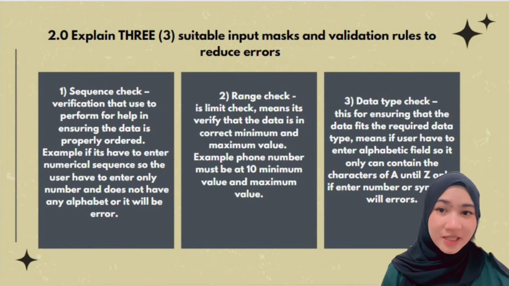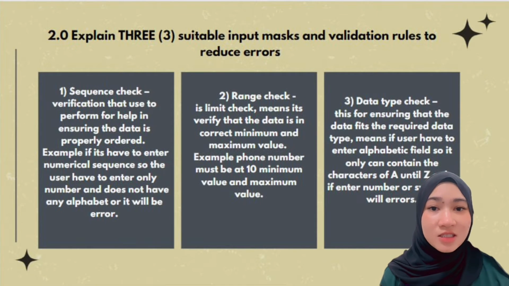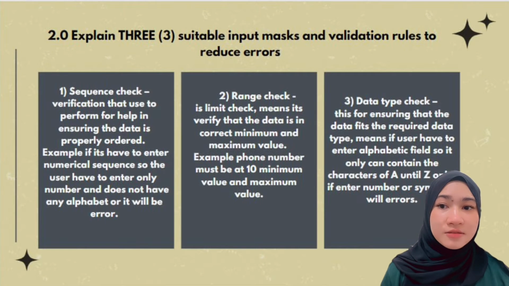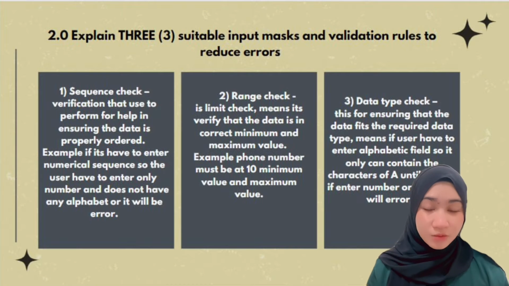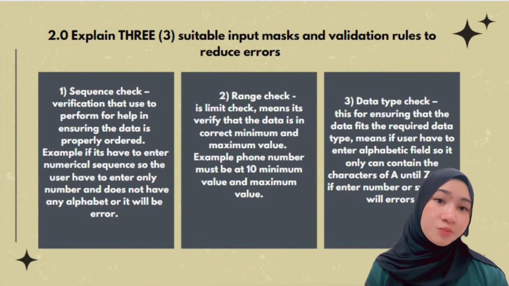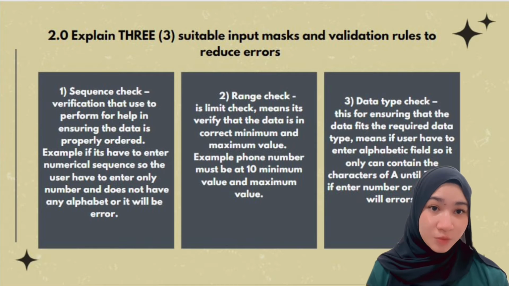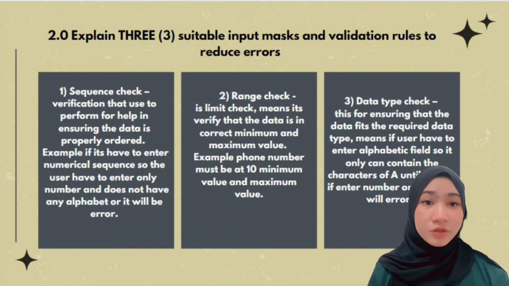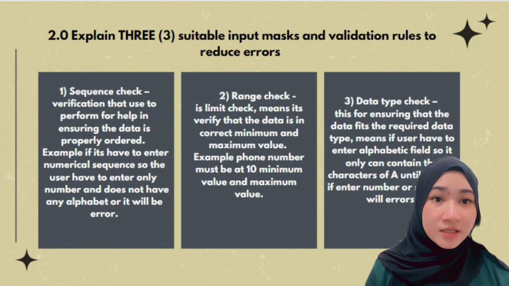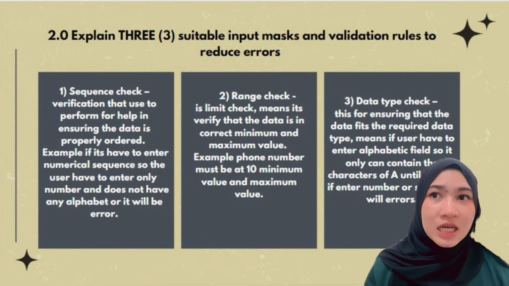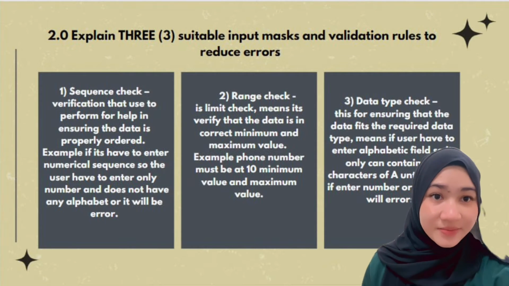Okay, now we explain the suitable input masks and validation rules to reduce errors. So we have sequence check, range check and data type check. The first one is sequence check, a verification used to help ensure the data is properly ordered. For example, the user has to enter a numerical sequence, so the user must enter only numbers and no alphabet, because if the user accidentally enters an alphabet, the sequence check will perform its validation.